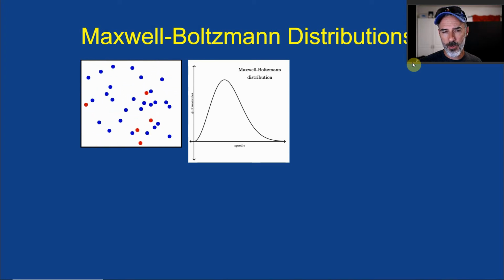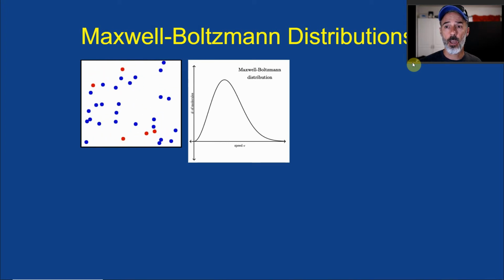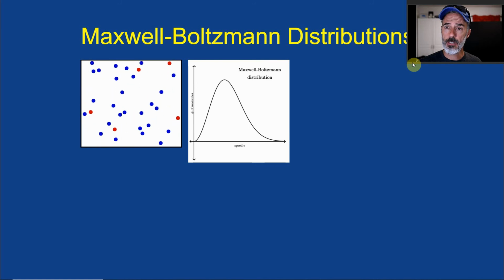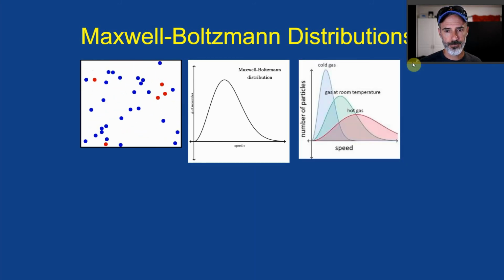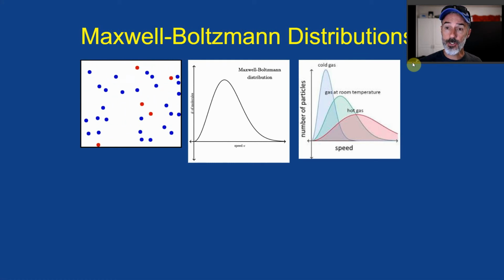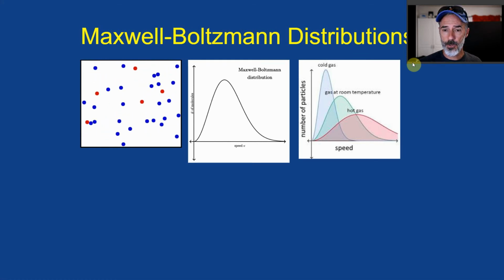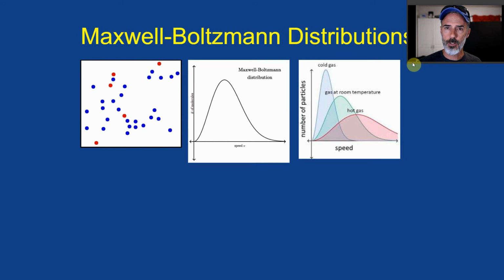Will there still be some that have a speed of 0? Yeah. Will there still be some that are going much faster? Yes. But watch what happens if you increase the temperature. Yes, the average, the peak goes further and further down, but it's also getting shorter.